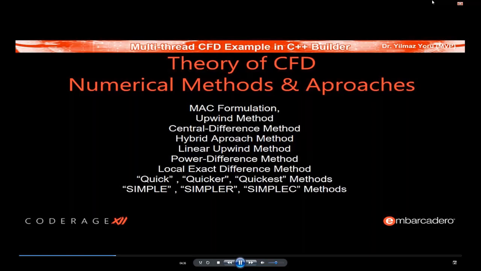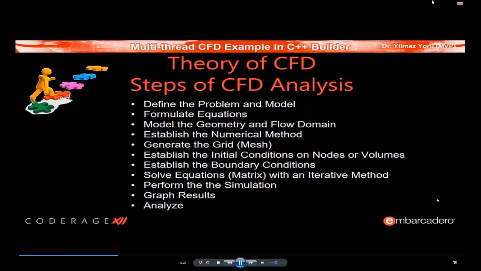In the theory of CFD, there are steps of CFD analysis. First, define the problem and model. Formulate equations. Model the geometry and flow domain. Establish the numerical methods. Generate the grids or mesh. Establish the initial conditions on nodes or volumes. And also establish the boundary conditions. Solve equations in matrix form with an iterative method, perform the simulation, graph results, and analyze.